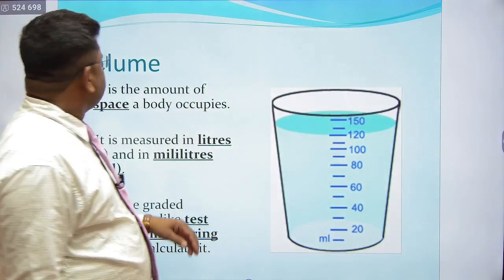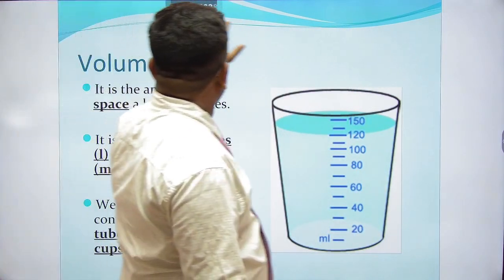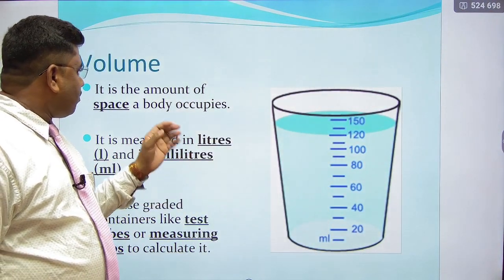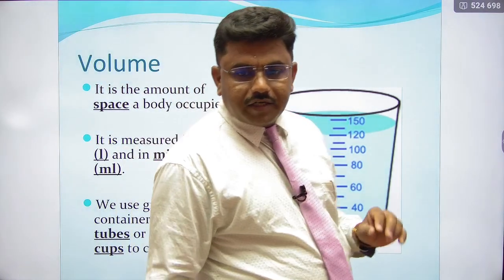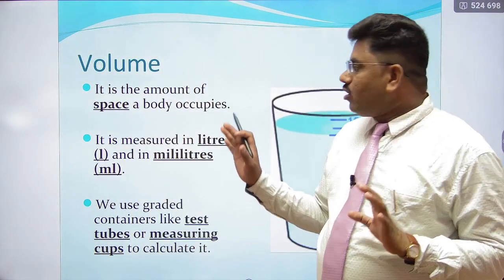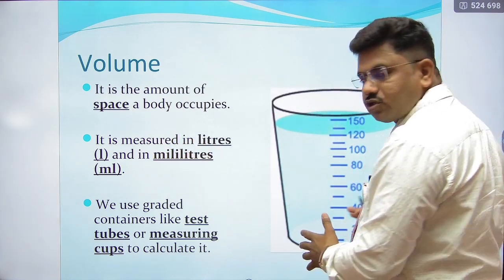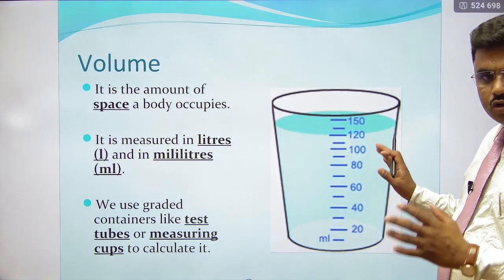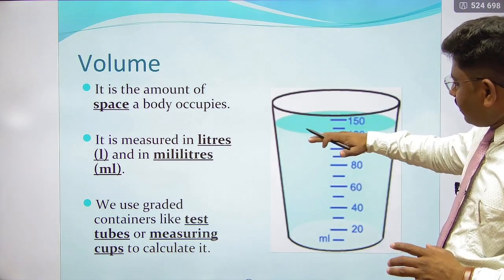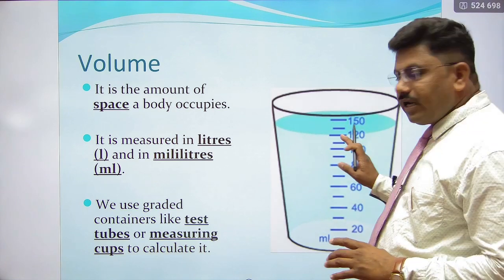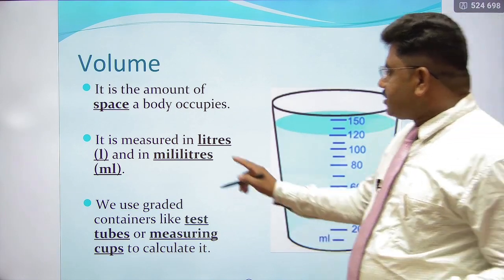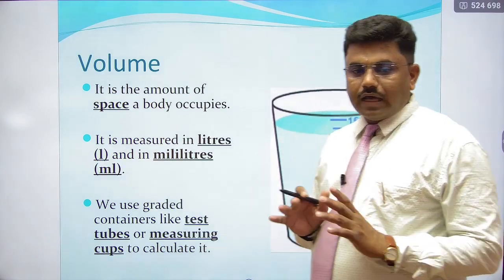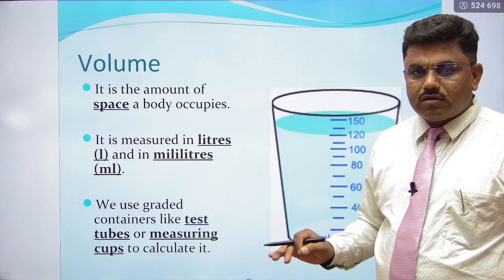Now volume. What is volume? It is the amount of space a body occupies. See here, one container is shown with some liquid inside. Suppose it is water, kerosene or petrol, whatever it is, it is filled to 120 milliliters. Volume is measured in liters, shown by the capital letter L, and in milliliters, ml.